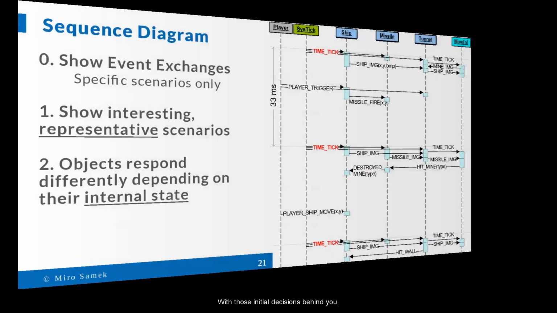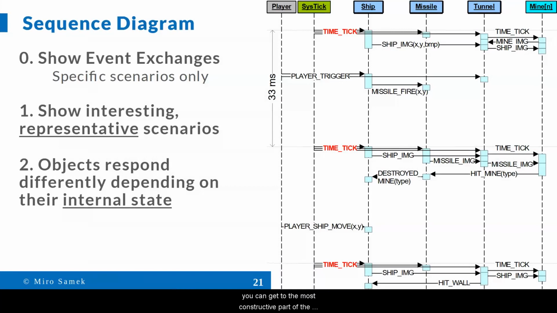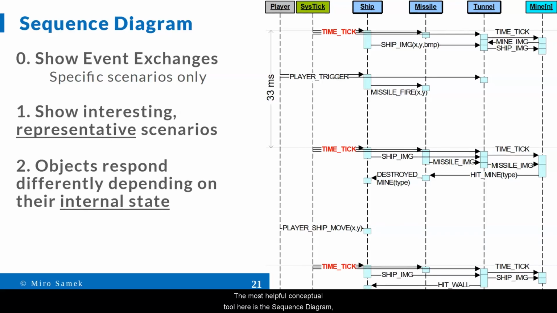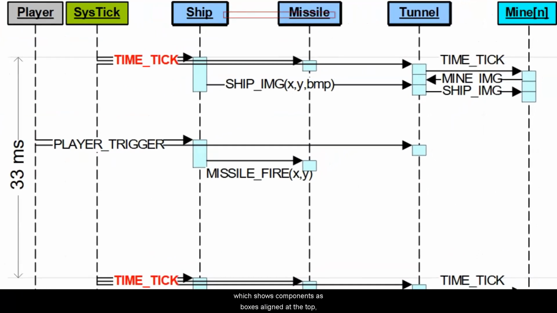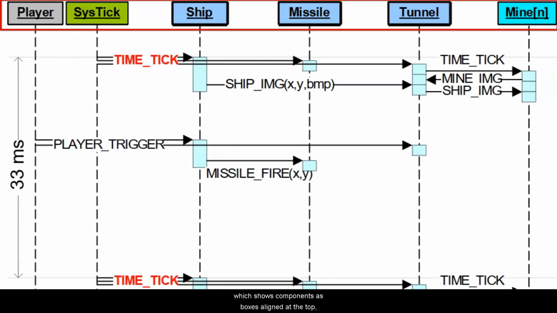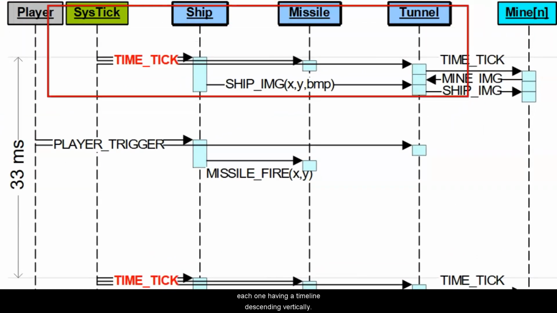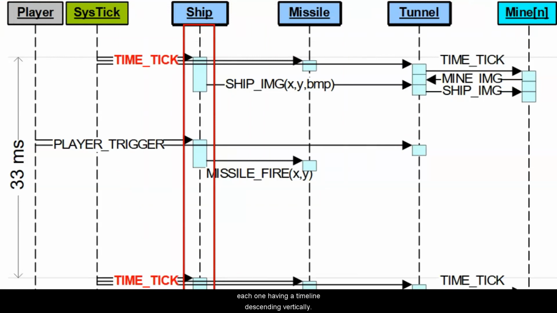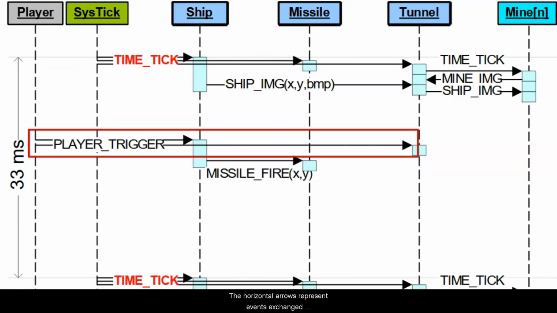With those initial decisions behind you, you can get to the most constructive part of the design, where you plan the event exchanges within your application. The most helpful conceptual tool here is the sequence diagram, which shows components as boxes aligned at the top, each one having a timeline descending vertically. The horizontal arrows represent events exchanged between the entities.